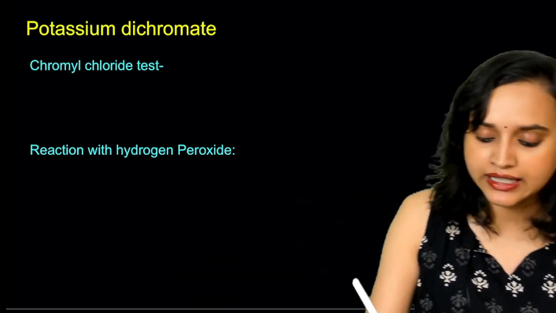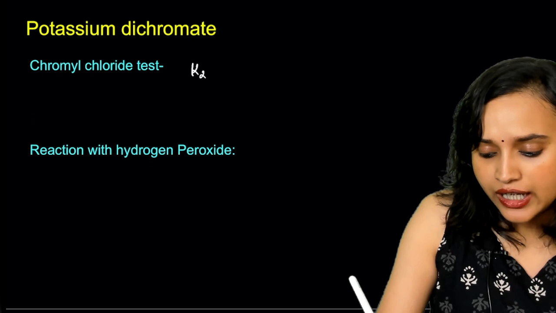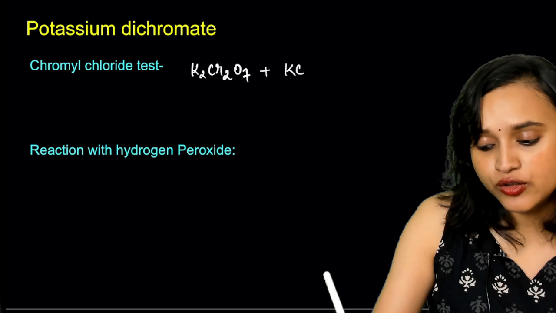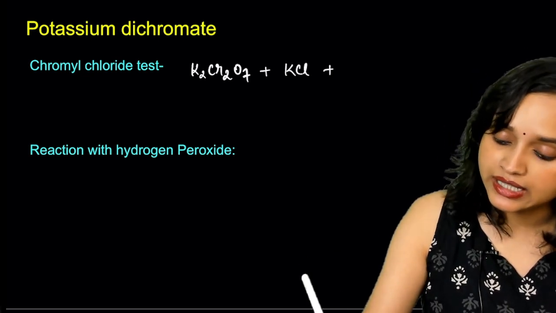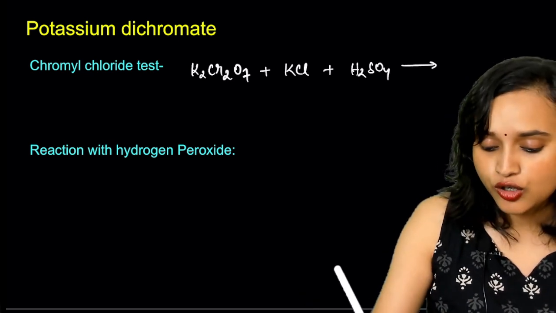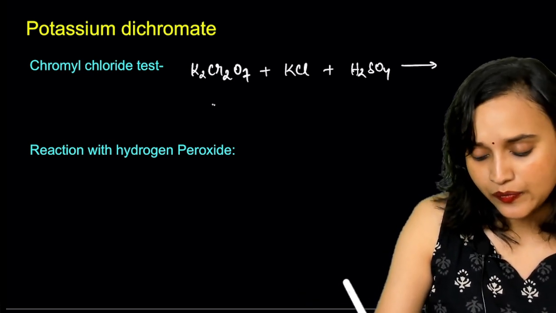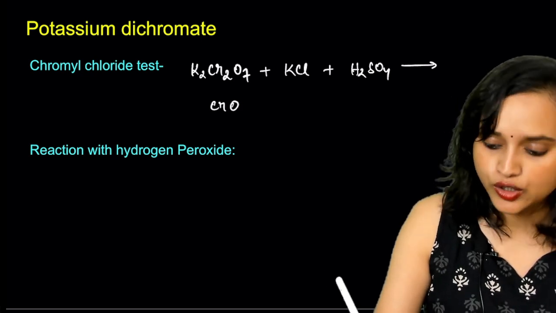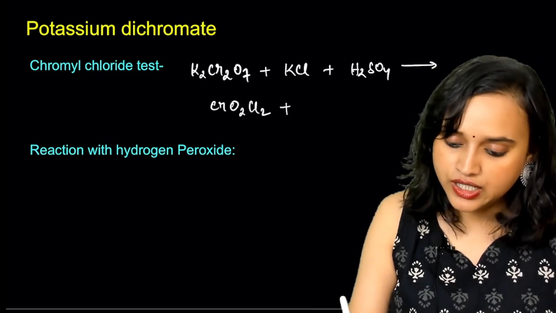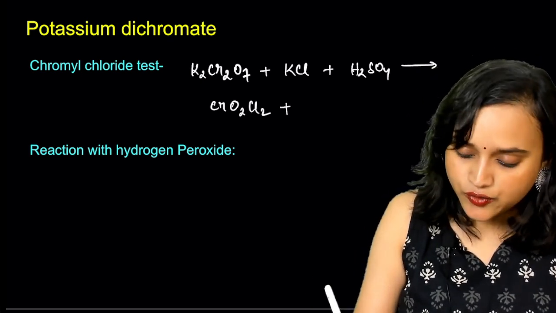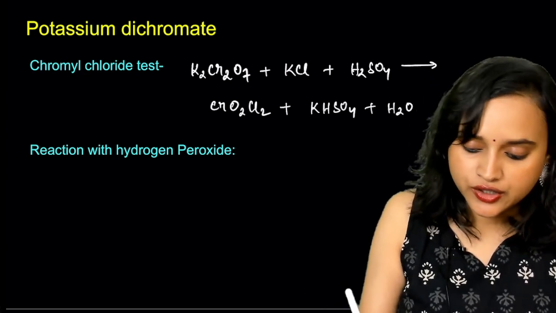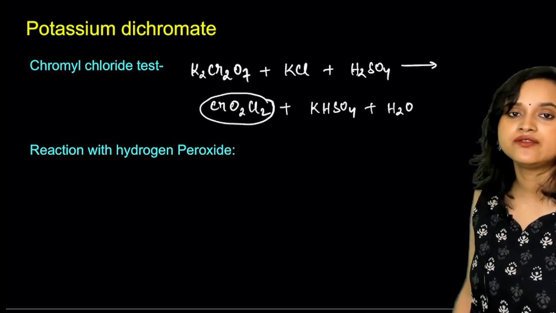So for the chromyl chloride test, what happens is, you take your K2Cr2O7, that is potassium dichromate. With that, you are also going to take potassium chloride. And with that, if you take some amount of sulfuric acid, then you know what you get. You get chromyl chloride, which is CrO2Cl2. Okay, CrO2Cl2 plus K2Cr2O7, KCl here, and H2SO4. So it will become KHSO4 and there will be some amount of water. So this is your chromyl chloride and this is very, very important.